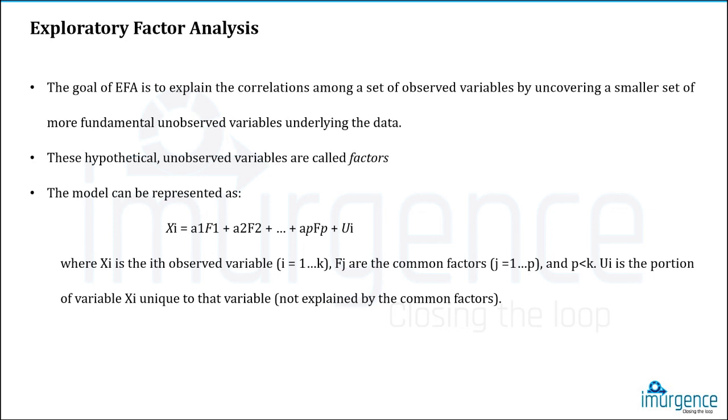And the model is usually represented by xi = a1 f1 + a2 f2 + ... + ap fp + ui, where ui is the proportion of variable xi unique to that variable, not explained by the common factors, and xi is the ith observed variable. Fj are the common factors, so j can go from 1 to p, and p has to be less than k.